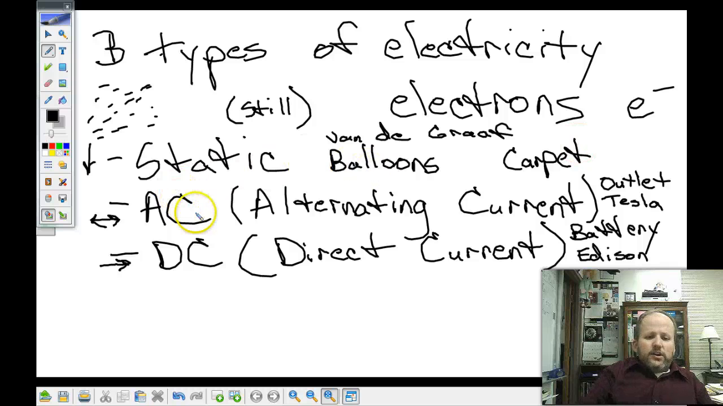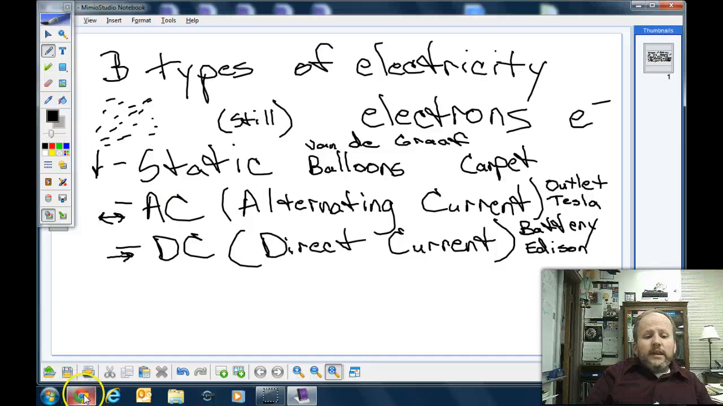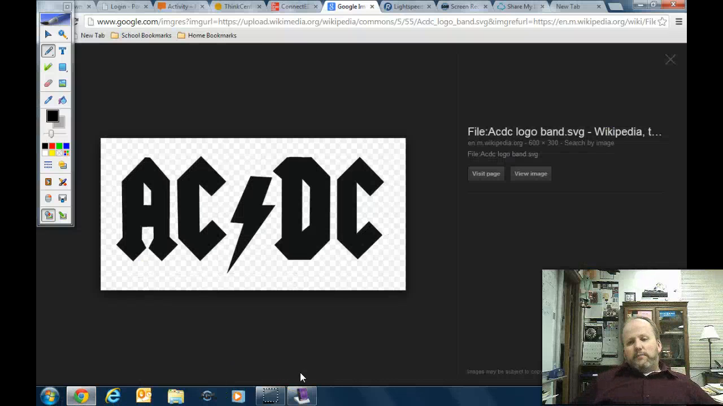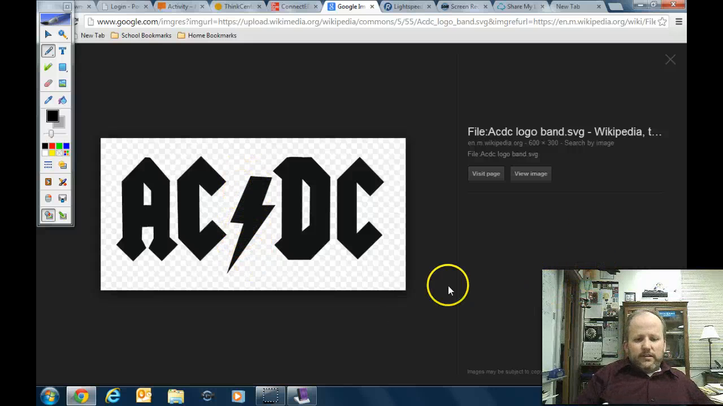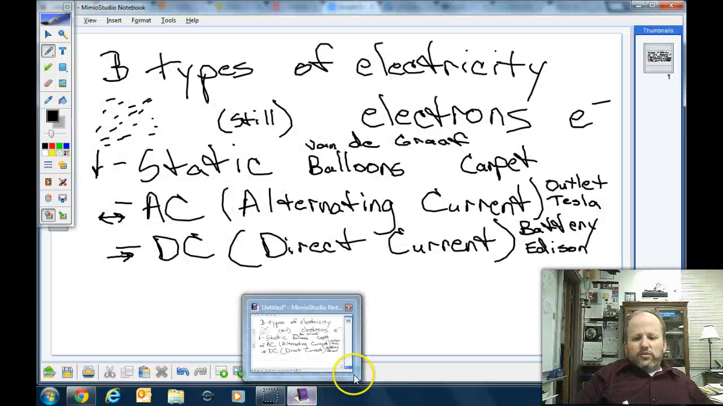So alternating current, direct current. And yes, as I said in class, this is how the rock band AC/DC got their name. They literally are alternating current, direct current, and notice their logo has a lightning bolt in the middle of it, all because of electricity. So back to our notes.